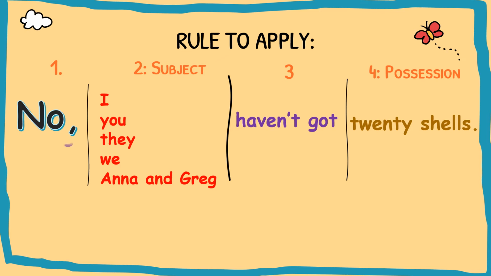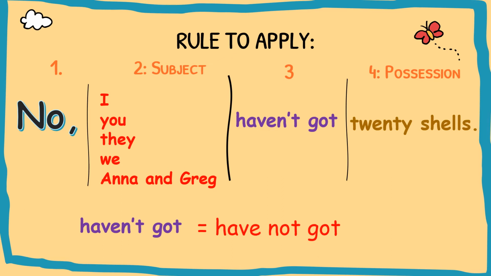Notice that we use haven't got here. Haven't got stands for have not got, and is used with plural pronouns or plural subjects. We use haven't got when we say no to tell that we do not own something or someone.